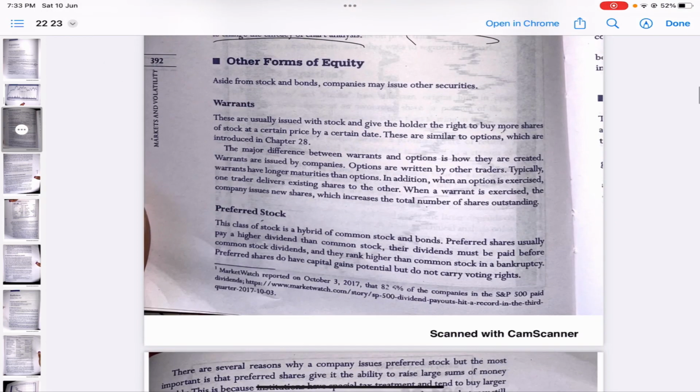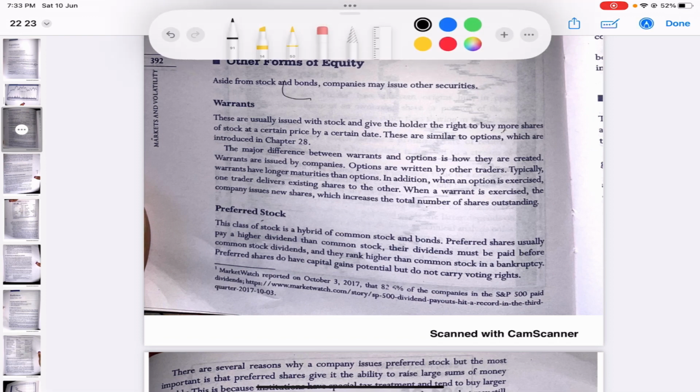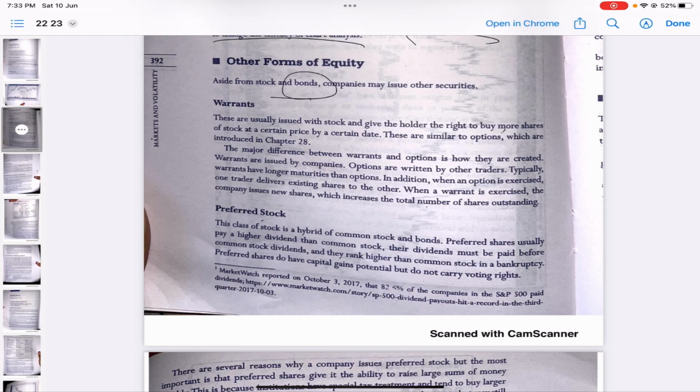Moving on, other forms of equity. So until now we saw equity, we saw what a stock is and what bonds are. Even though it's not discussed here, we'll discuss it in the next chapter. Bonds are basically instruments by the government, okay? So they're not usually private. It is something which is related to the government. It's not a private institution, okay?